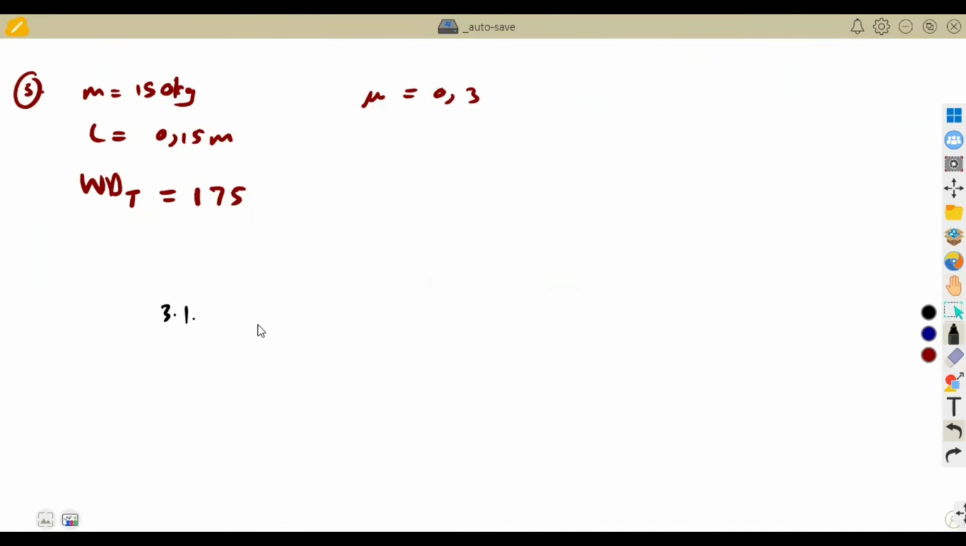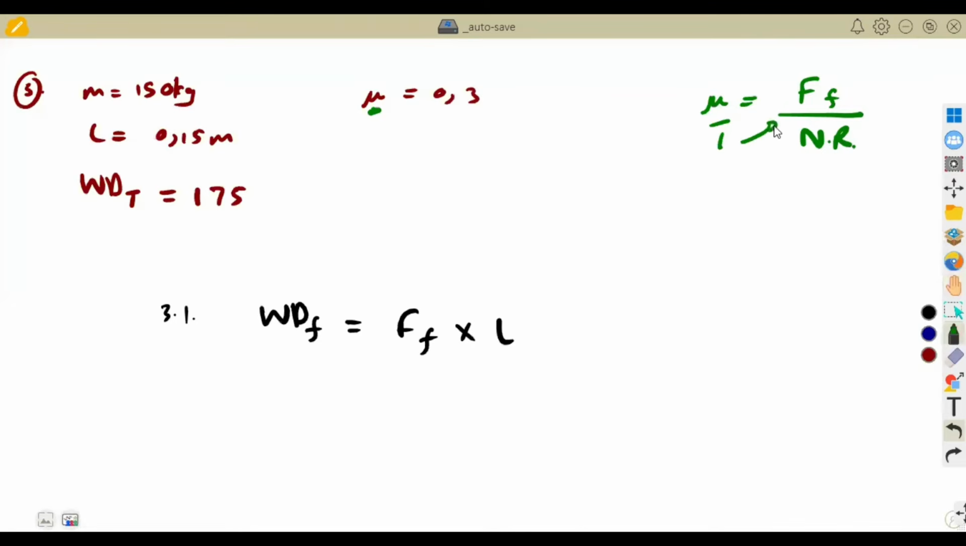Remember, I said all these formulas before. The work done to overcome friction is the frictional force, which is the horizontal force, times the stroke length. Where do we get this frictional force? From the coefficient of friction. Remember that it is equal to the frictional force, or the horizontal force, over the vertical component, which is our normal reaction. If you cross multiply, the frictional force, which is the horizontal force, is equal to the coefficient of friction times the normal reaction.